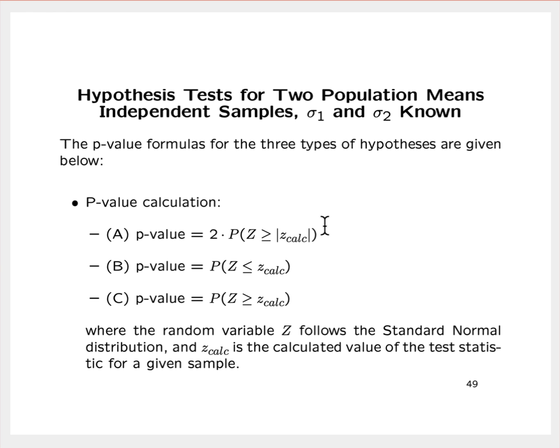So the p-value for the two-tailed test is 2 times the probability that the standard normal random variable is greater than or equal to the absolute value of the observed value of the test statistic z-calc. For the left-tailed test, the p-value is the probability that a standard normal random variable is less than or equal to the observed value of the test statistic z-calc. And for a right-tailed test, the p-value is the probability that a standard normal random variable is greater than or equal to the observed value of z-calc.